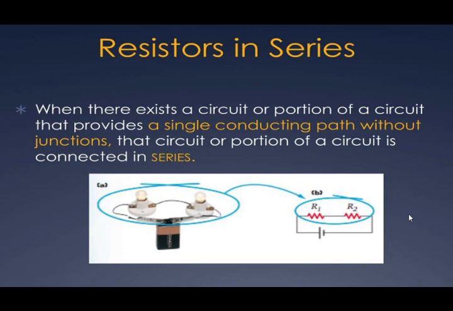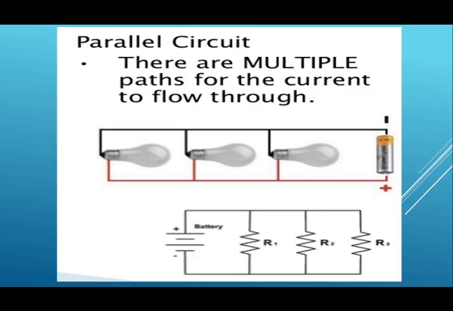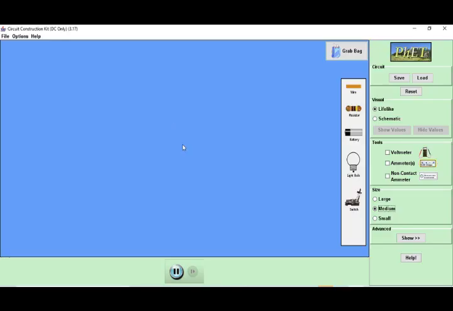A circuit is in series if there is a single conducting path for the components that are connected on it. Circuits are parallel when there are multiple paths for the current to flow through. Let's look at the Physics Education for Teachers simulation for a deeper view of what is series and what is parallel. Now, we will use the simulation for the circuits for series and parallel.